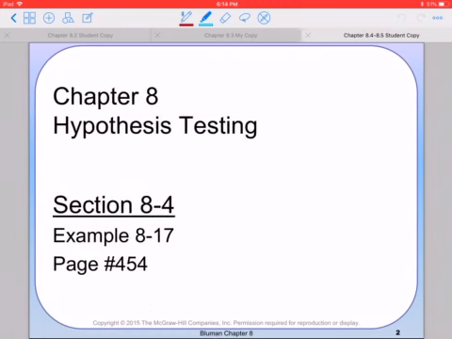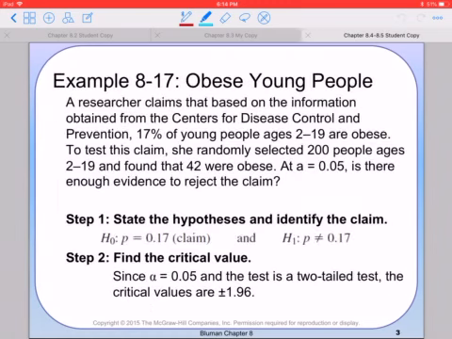And so we're going to use this whenever we're dealing with proportions. Alright, so let's look at an example here. The first one that we're going to look at is obese young people. A researcher claims that based on the information obtained from the Centers for Disease Control and Prevention, 17% of young people ages 2 to 19 are obese. To test this claim, she randomly selects 200 people ages 2 to 19 and found that 42 were obese. At alpha equaling 0.05, is there enough evidence to reject the claim?